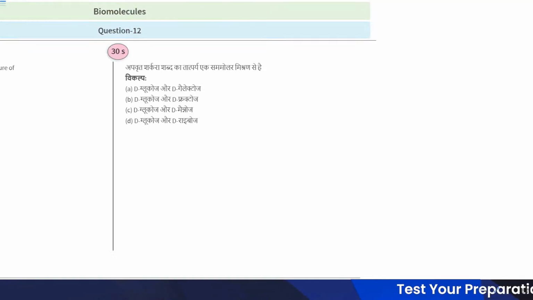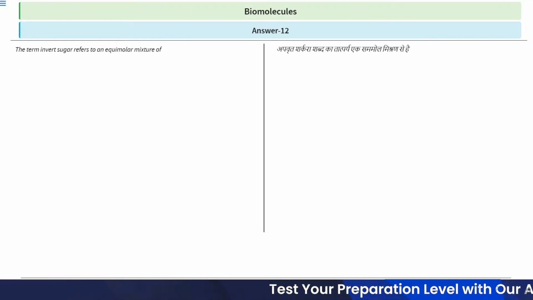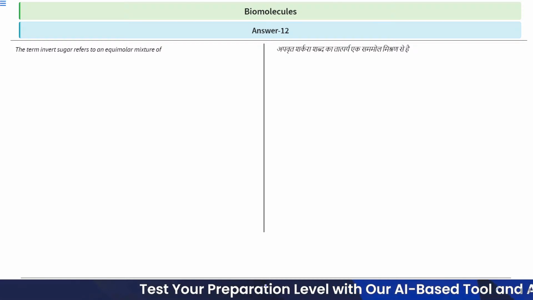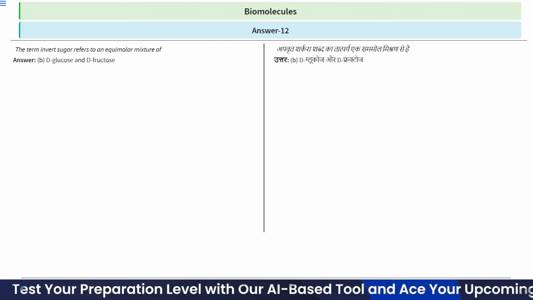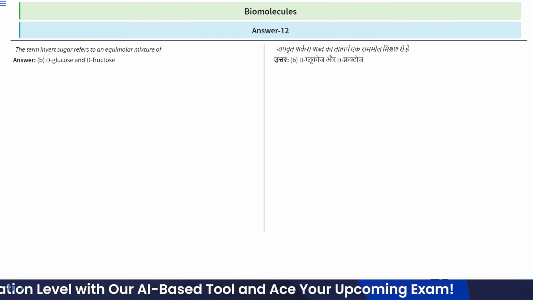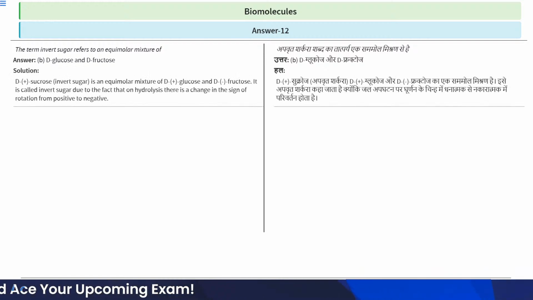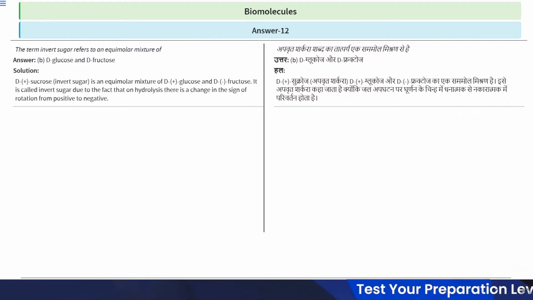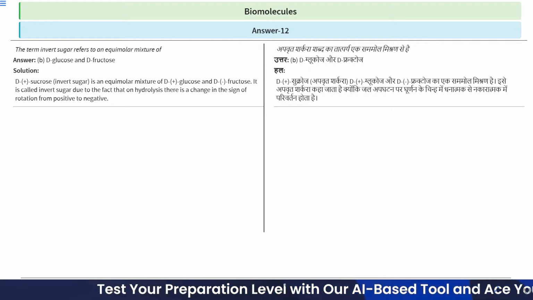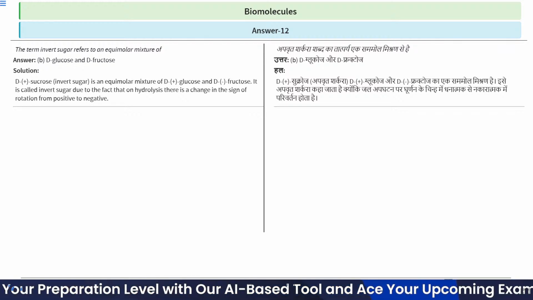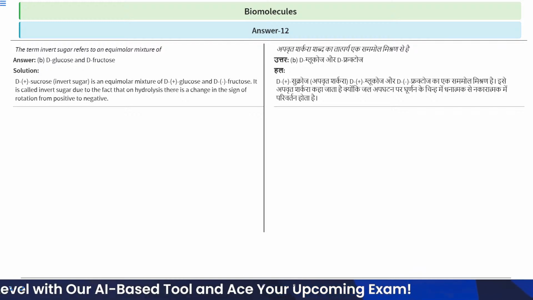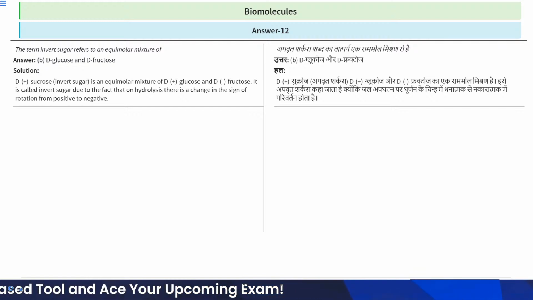Okay, so let's see. The correct answer for the given question is option B, that is D-glucose and D-fructose. D positive sucrose, which is called invert sugar, is an equimolar mixture of D positive glucose and D negative fructose. So D positive sucrose, known as invert sugar, is a mixture of D positive glucose and D negative fructose.